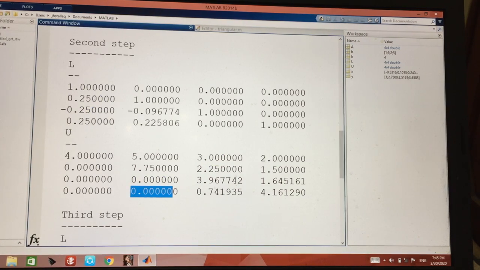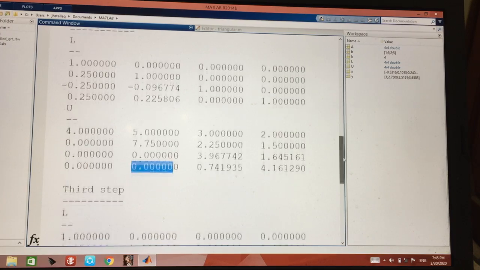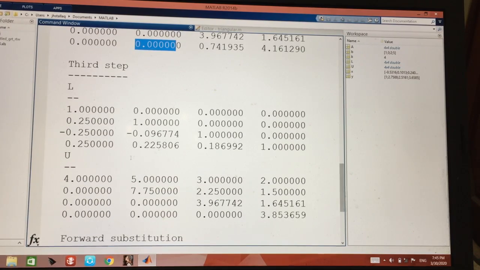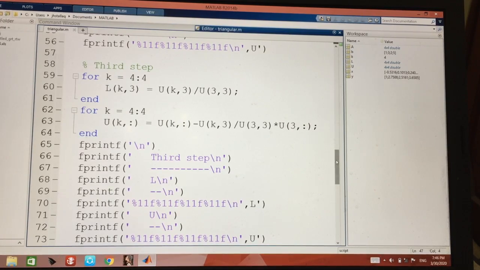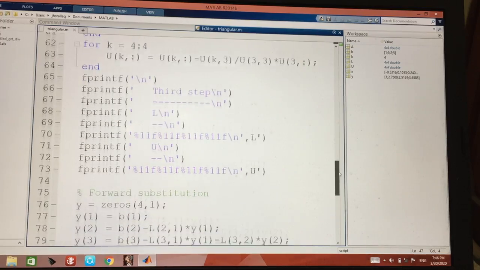lower triangular matrix, which is, if we go to the third step, so we want to fill this one. This one was 0, now we are filling it. And we are eliminating this, making it 0. That's all done in the last step, okay? Then we print the last step.